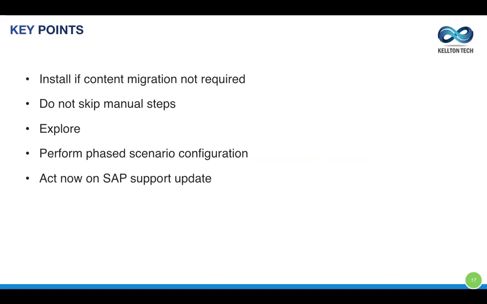So key points before we jump onto the Q&A session. Install Solution Manager 7.2 fresh if you don't need the content from your legacy Solution Manager. Do not skip the manual steps. We may think, okay, it's not so important, we can skip and apply the next note, but do not skip the manual steps in any of the notes, be it the general configuration, be it the support backbone update configuration or the SAP Note Assistant version 1.2. Do not skip the manual steps because the Solution Manager breaks. We've seen that, we've experienced that.